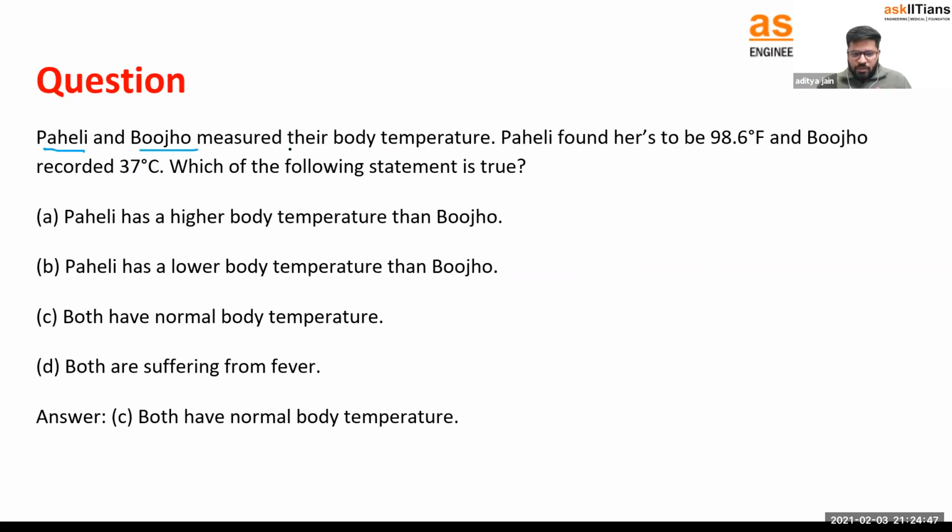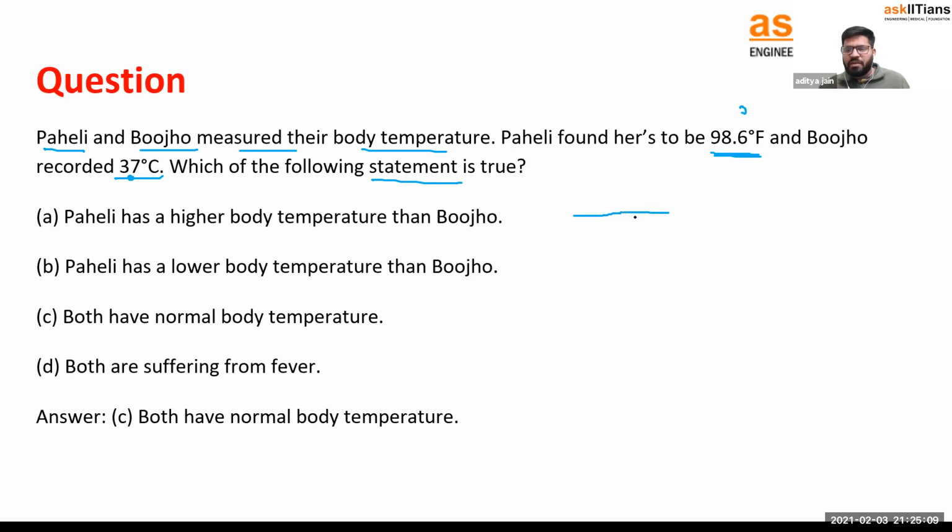Paheli and Boju measured their body temperature. Paheli found hers to be 98.6 degrees Fahrenheit and Boju recorded 37 degrees Celsius. Which of the following statements is true? So this is the temperature scale, degree Fahrenheit and degree Celsius. If you remember, we have already seen the interconversion.